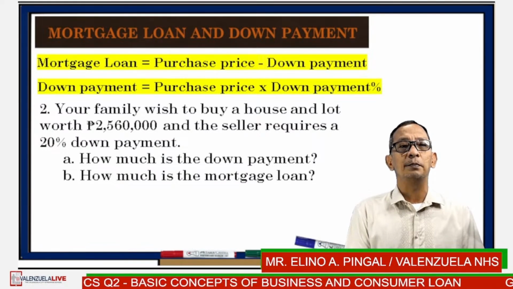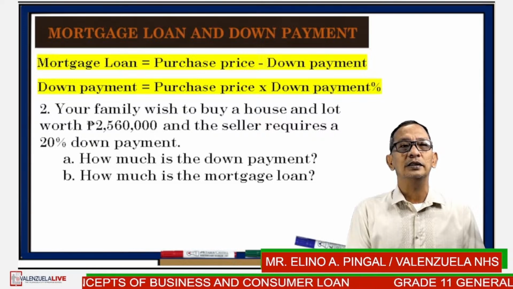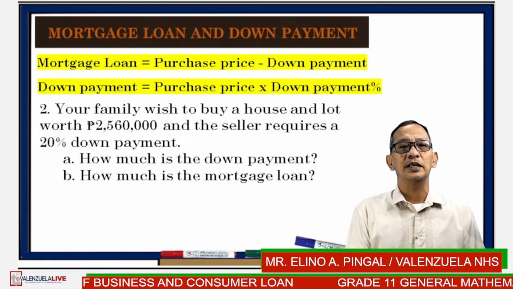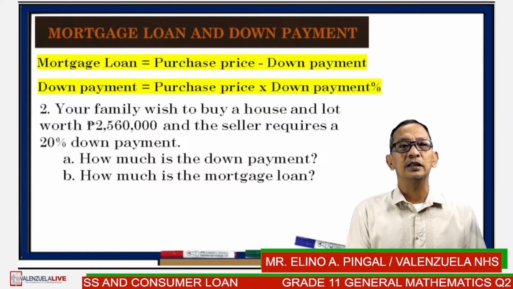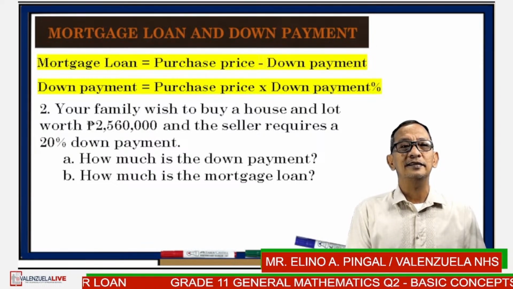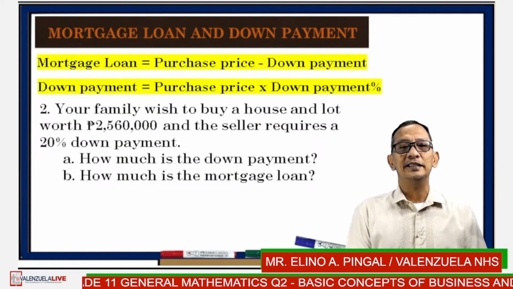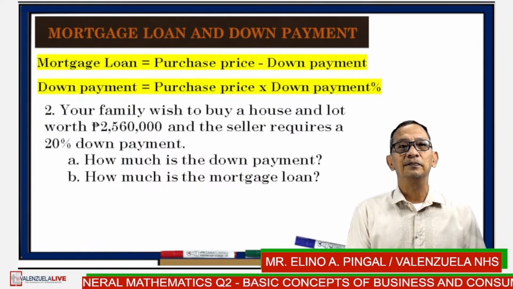Here's problem number 2. Your family wished to buy a house and lot worth 2,560,000 and the seller requires a 20% down payment. A, how much is the down payment? And the second one, letter B, how much is the mortgage loan? Let's solve this problem.